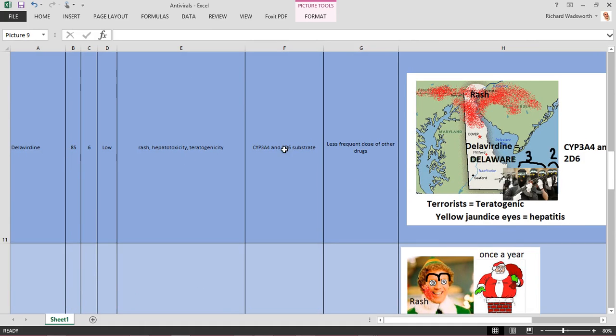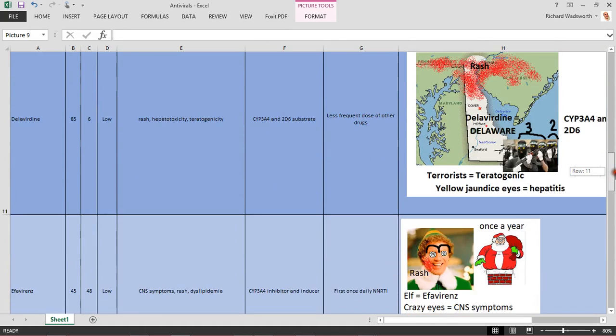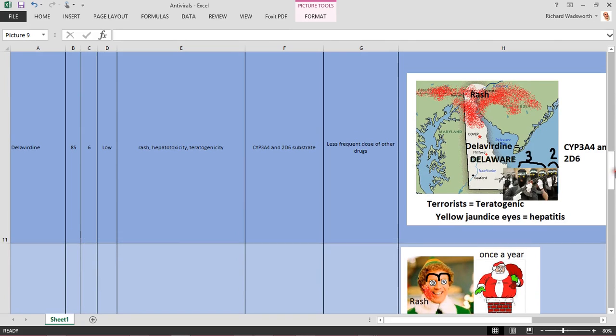Delavirdine. Delavir kind of sounds like Delaware. So here's Delaware, okay? And 85% bioavailability. Half-life of 6 hours and low CNS percentage. Rash, hepatotoxicity, teratogenicity, and CYP3A4 and 2D6 substrate.